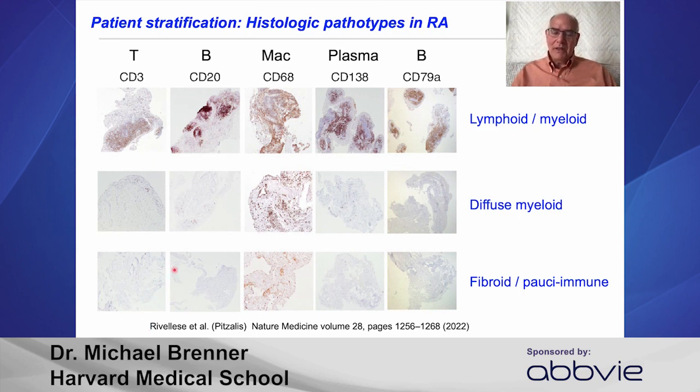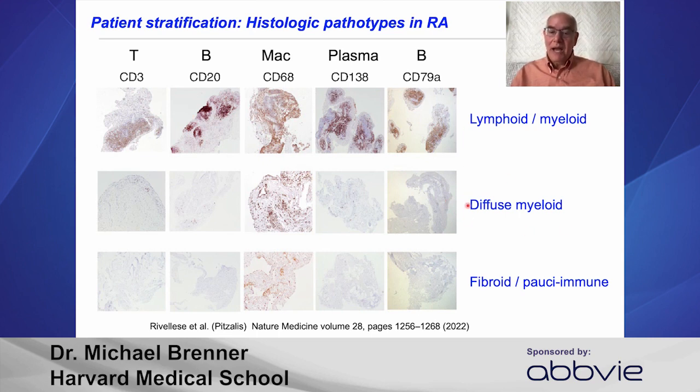And it describes the histologic types of rheumatoid arthritis synovium that you can find, and separates them into three major groups. Some patients, when you look at the histology, and in this case we call it pathotypes, they have a very lymphoid myeloid pathotype. So that's reflected here by staining the synovium with a marker for T cells, anti-CD3, B cells, CD20, macrophages, CD68, plasma cells, CD138, and a B cell marker, CD79A. And what you see is the synovium is full of T cells and B cells, macrophages, and plasma cells in this pathotype.